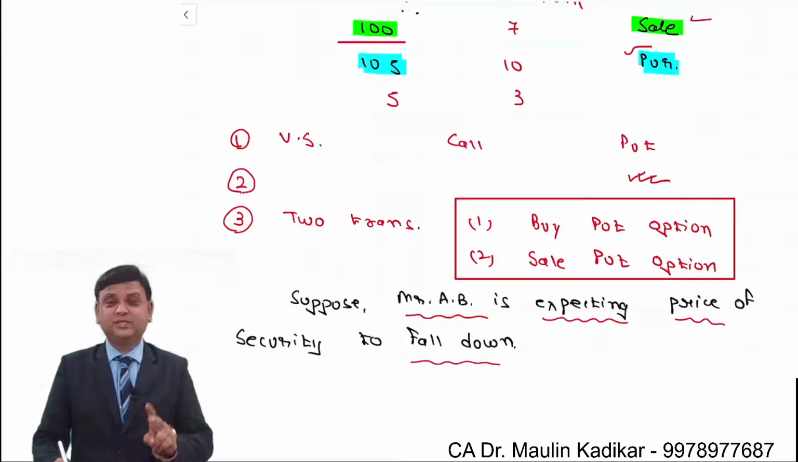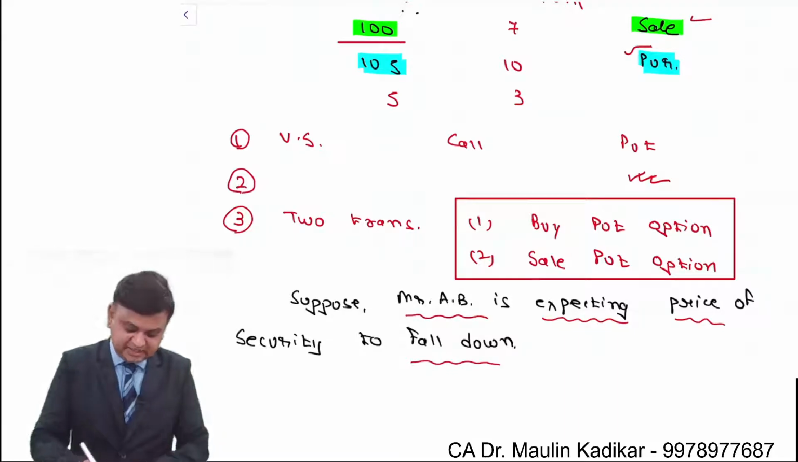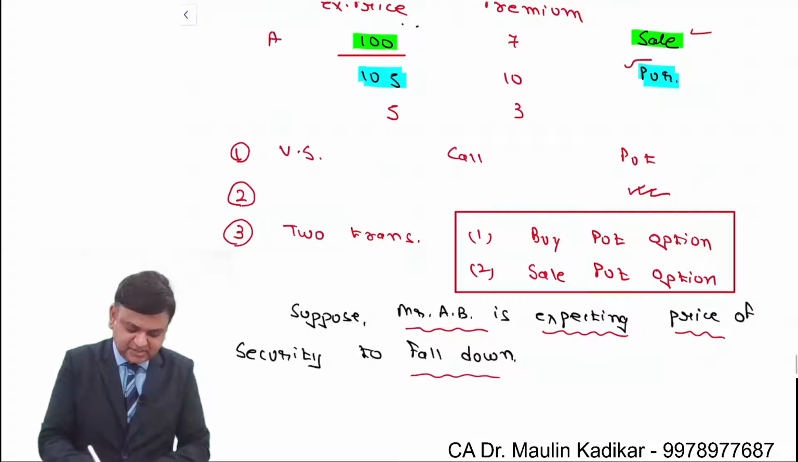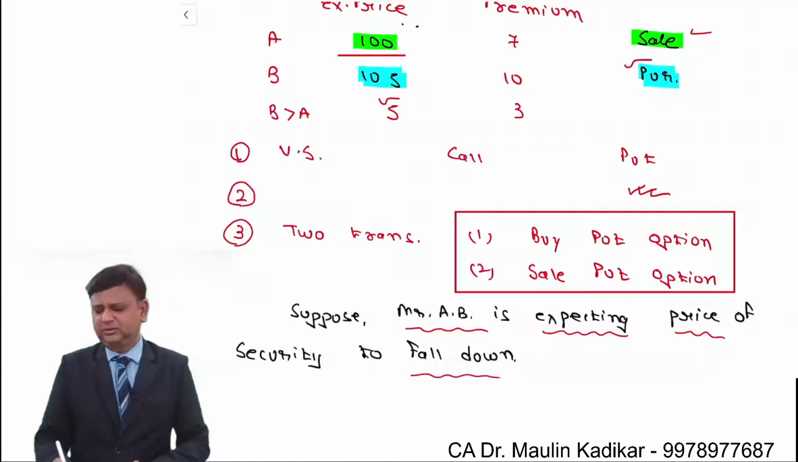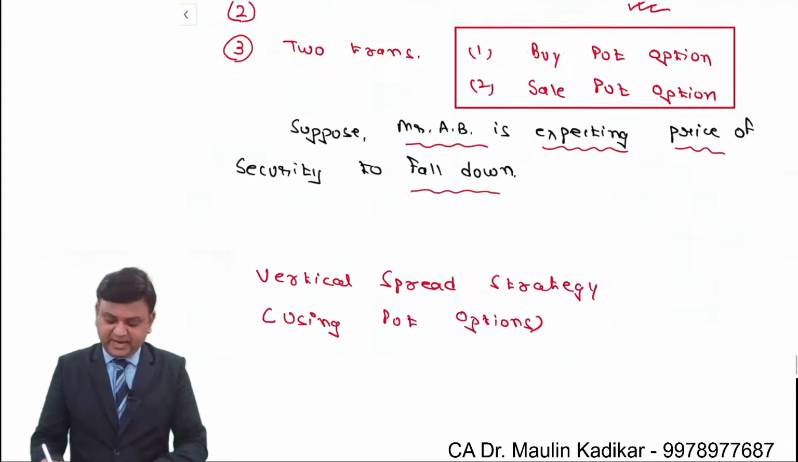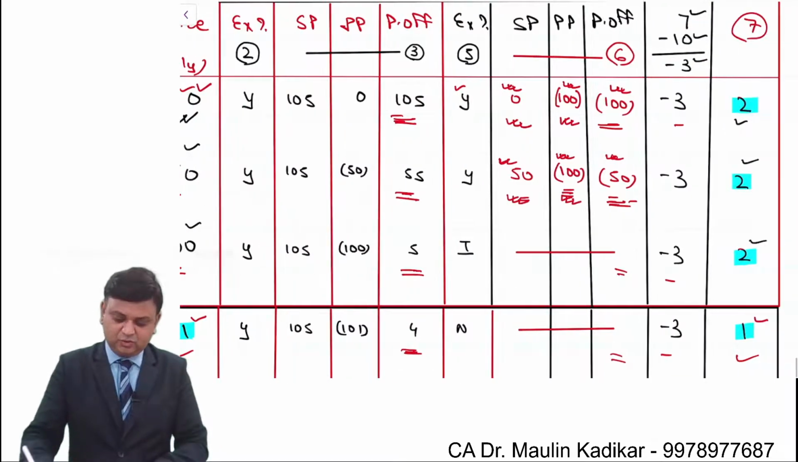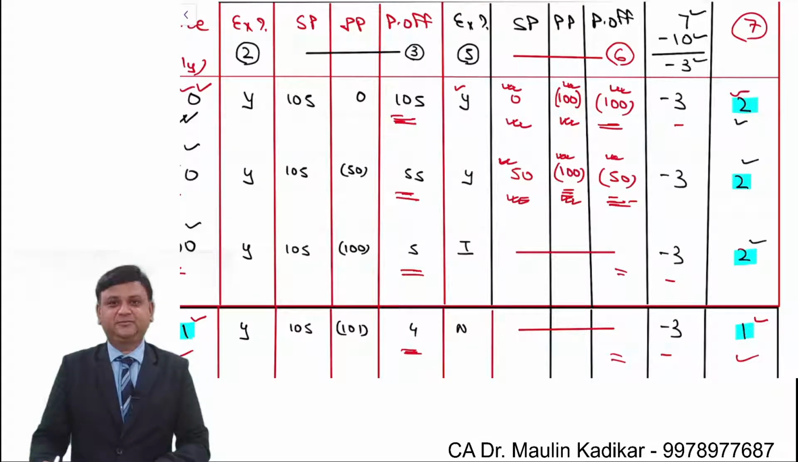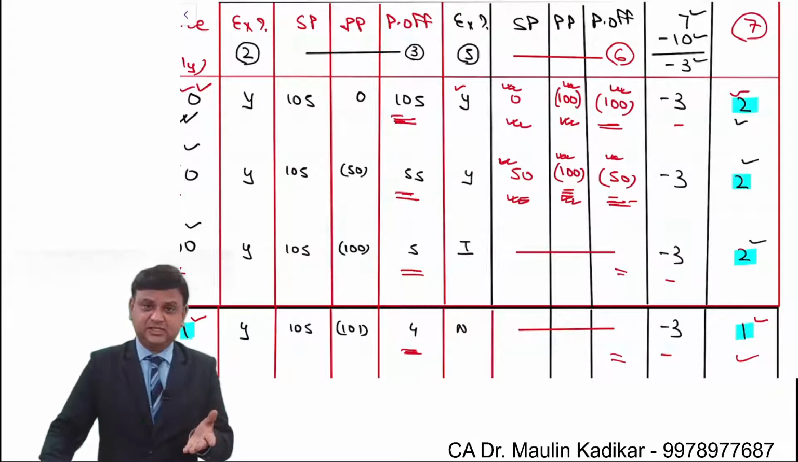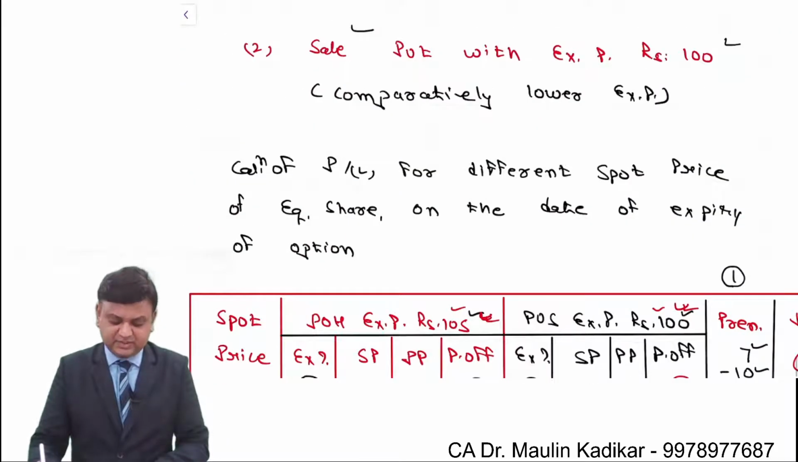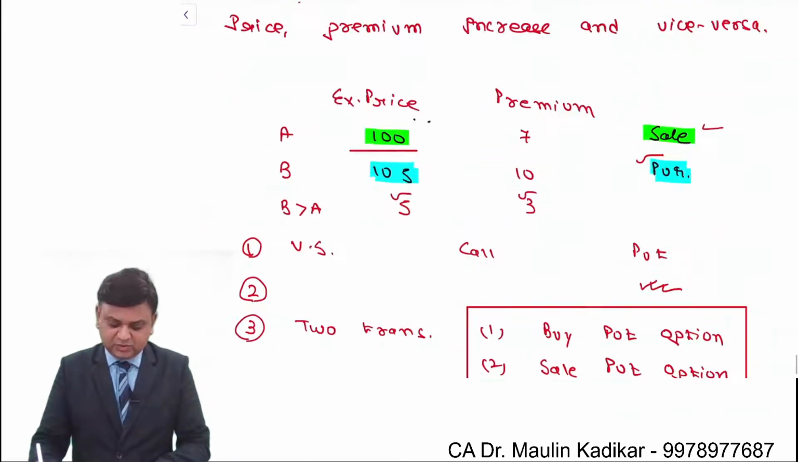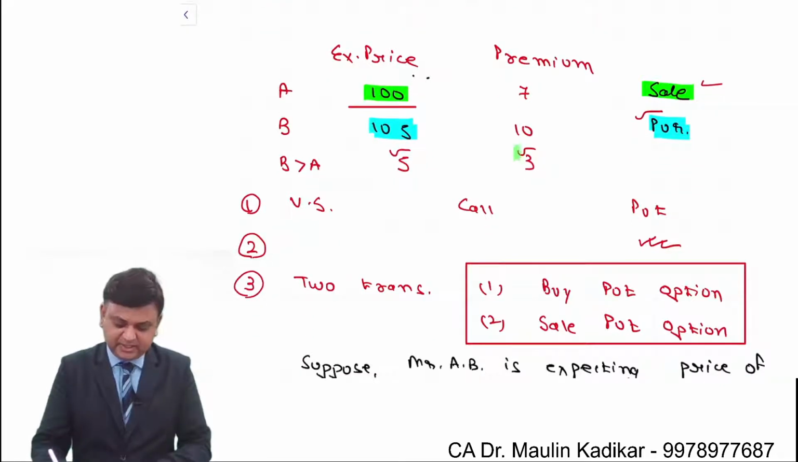So when both options are worth exercising, let us say that this is A and this is B. B is better than A by rupees 5. And B is expensive in comparison to A by rupees 3. So 5 minus 3, the maximum profit that you are going to get is rupees 2. That is what we understand when the options are worth exercising. And when options are not worth exercising, then your loss will be equal to the premium which you have paid, that is 3 rupees.